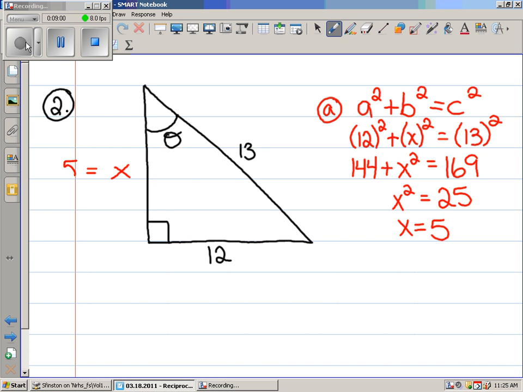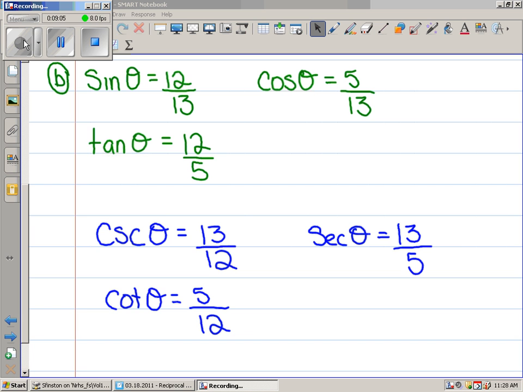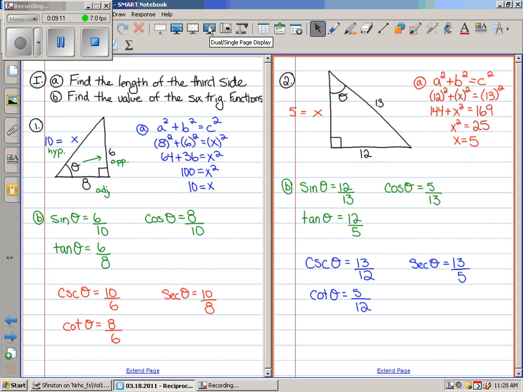Now we're going to go about trying to find the 6 other trig functions. So here you go. Here's the answer. Those are the 6 trig functions that I'm looking for. Let's go big screen for a minute to take a look at what it should look like, and there you go. It's the same process over and over again. Look how beautiful those notes are. That's nice.